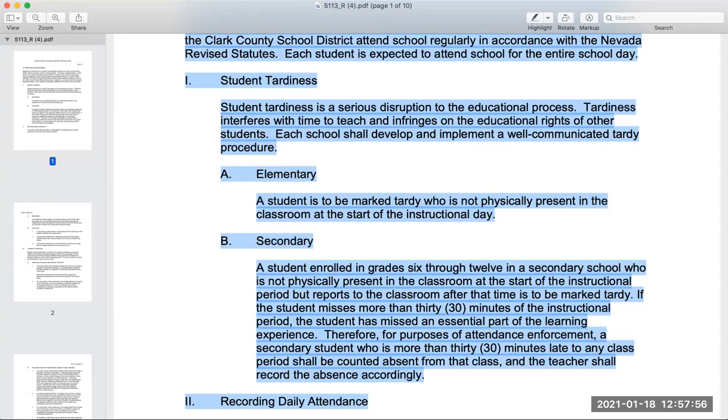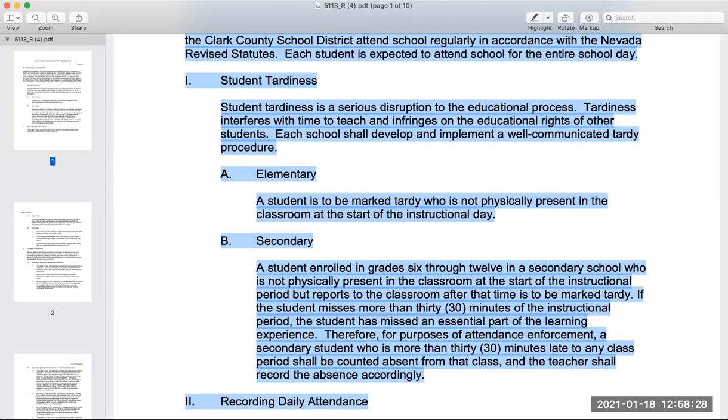present in the classroom at the start of the instructional period, but reports to the classroom after that time, is to be marked tardy. If the student misses more than 30 minutes of the instructional period, the student has missed an essential part of the learning experience. Therefore, for purposes of attendance enforcement, a secondary student who is more than 30 minutes late to any class period shall be counted absent from that class, and the teacher shall record the absence accordingly.